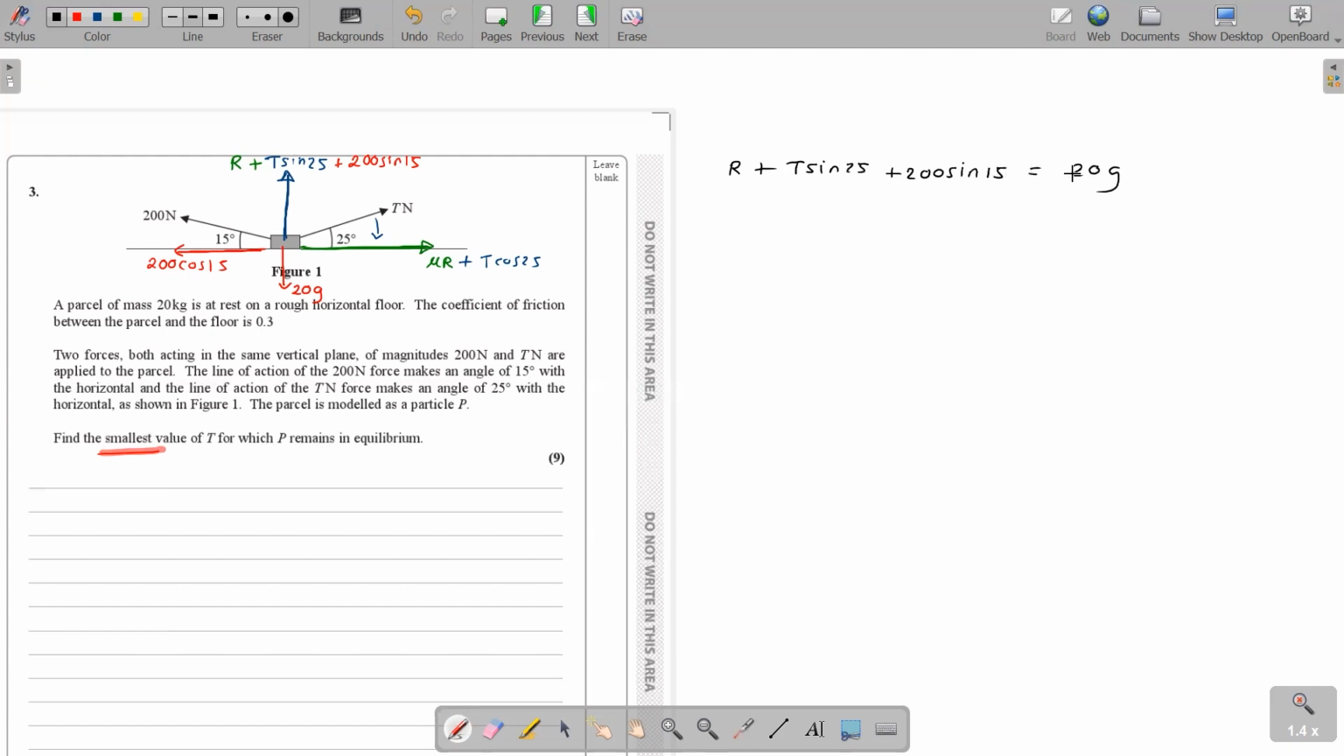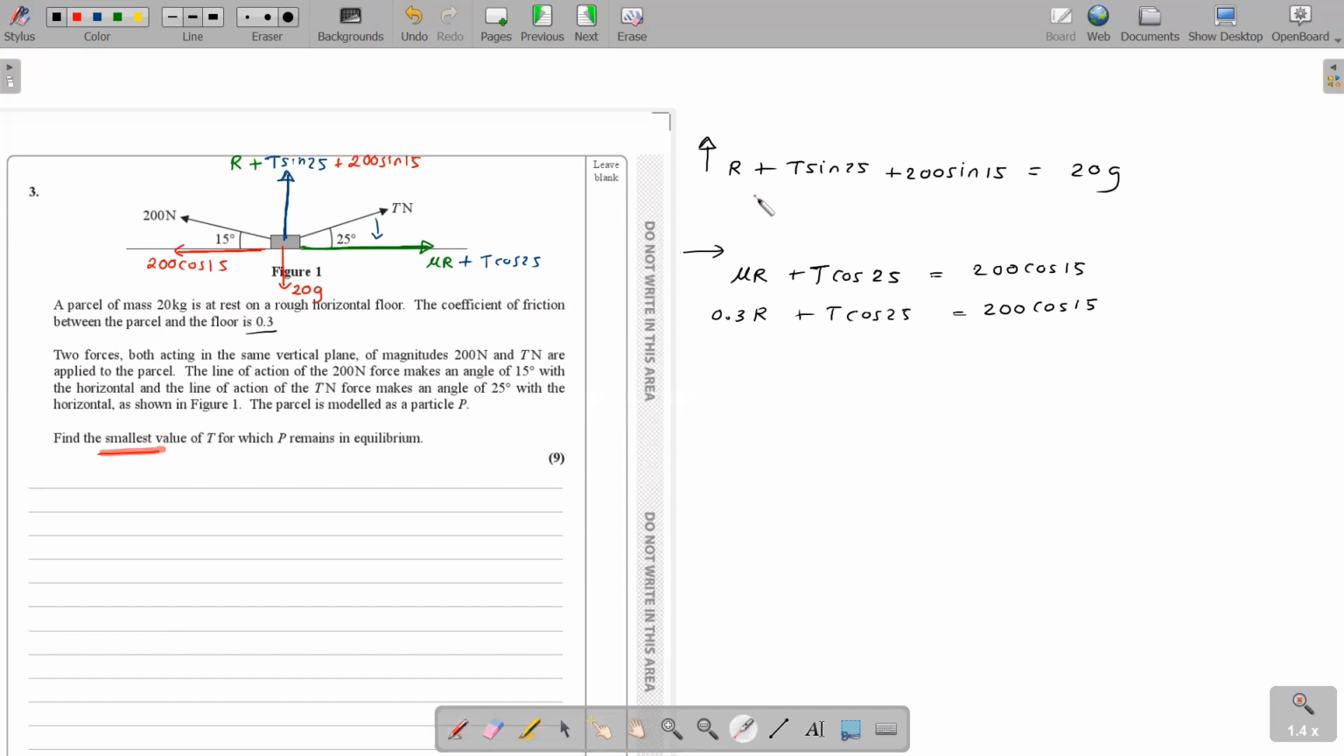Here you see, it's actually a pair of simultaneous equations. And then the second equation is considering horizontal equilibrium. So if you consider left equal right, what do we get? Mu R plus T cos 25 equals 200 cos 15. Are you with me? Okay, so the mu value was given to us, right? Mu was 0.3. 0.3 R plus T cos 25 equals 200 cos 15. Okay, so now it's a matter of solving these two equations simultaneously.